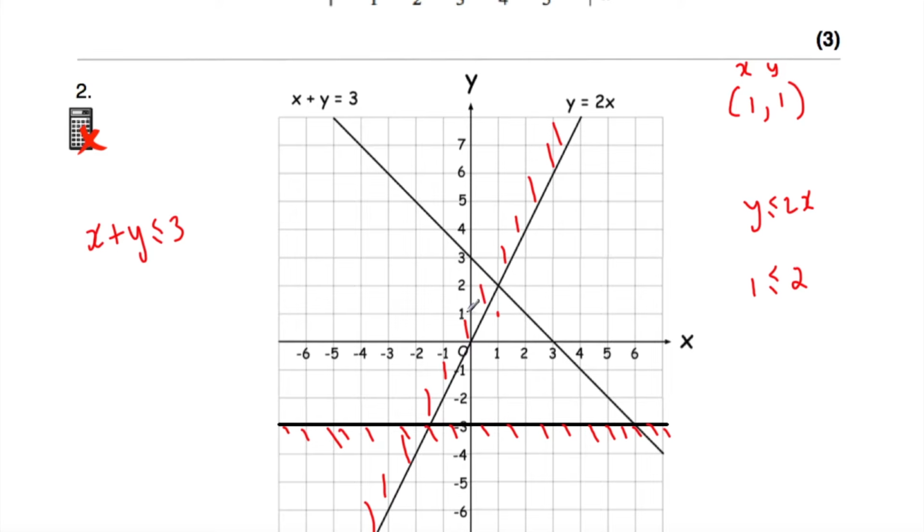Okay, so let's choose a point that's not on that diagonal line. Now remember, all the points on the diagonal line would satisfy because it's x plus y is less than or equal to 3, so all the points on the line would work. So I'm going to choose the origin. The origin is not on the line, so it's just any point that's not on the line, and that'll tell me whether this side is going to be accepted or rejected.